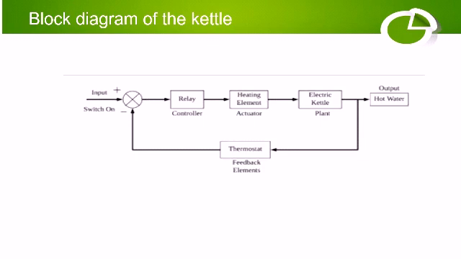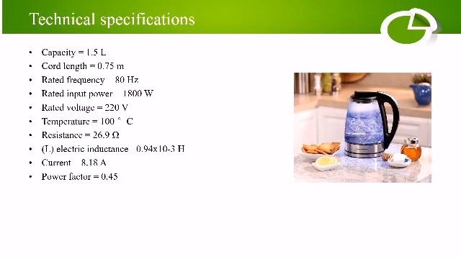When the temperature exceeds the set point, the system feedback mechanism, including the thermostat, kicks in. The thermostat detects the temperature of the kettle and transmits that information to the relay. The kettle's electrical power source is then switched off by the relay. These are about the block diagram of the kettle.